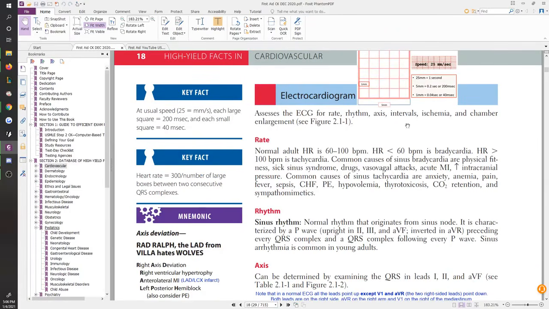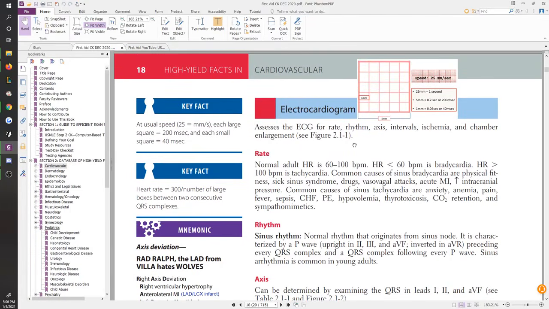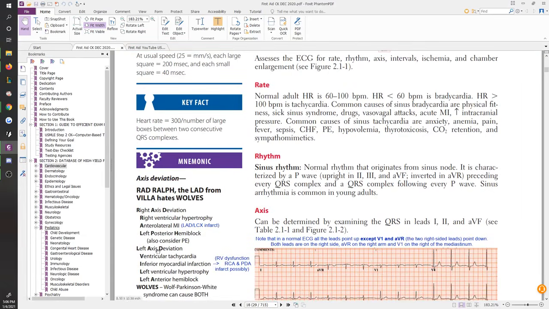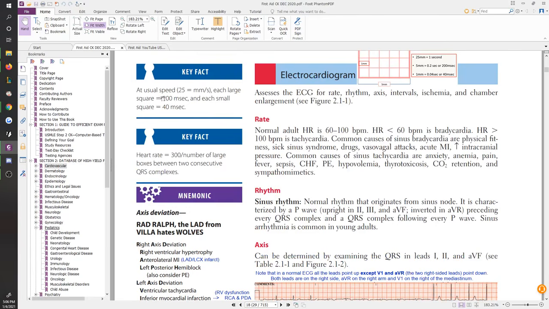All right, so today's session, let's get this started here. So first things first, the electrocardiogram. Now, throughout First Aid CK, you're going to have these mnemonics that are mentioned and some key facts. This is the design of the First Aid CK, right?